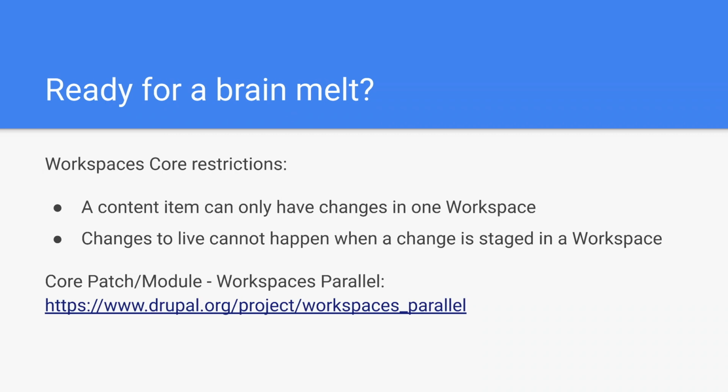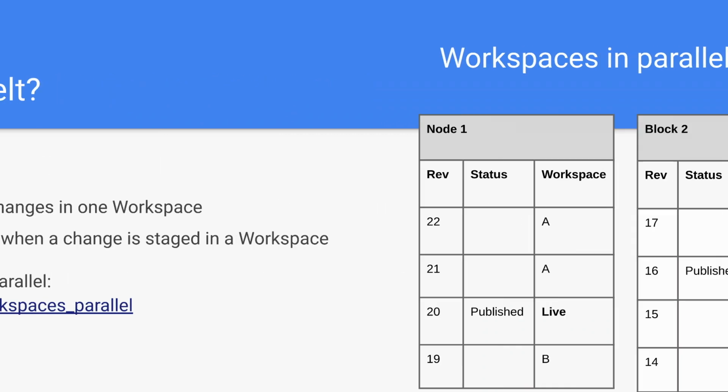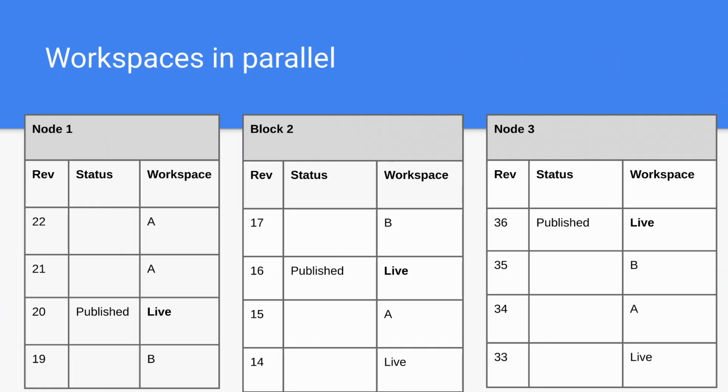If it's not, and you need parallel running workspaces, there's a module called Workspaces Parallel, and this is the only module that I've written out of all the modules that I talk about, so this is my contribution to Workspaces. It works similarly, except now we have two workspaces, A and B. We've edited node 1 in both workspace A and workspace B. We've edited a block 2, we've edited a node.